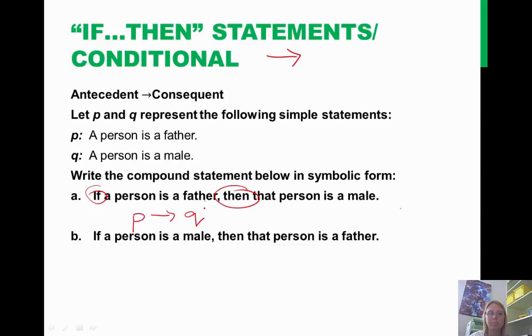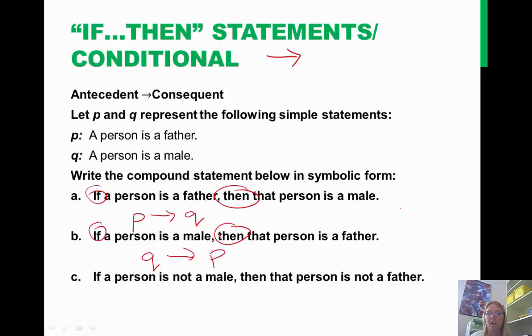If a person is male, notice that in this case, the antecedent is the Q statement. So I'm going to say Q first of all, the arrow, because we have an if-then, and then we'll have the consequent be the P. If a person is not male, the Q is still the antecedent, but this time it's negated. So it'll be a negated Q. Then that person is not a father. This is also negated.